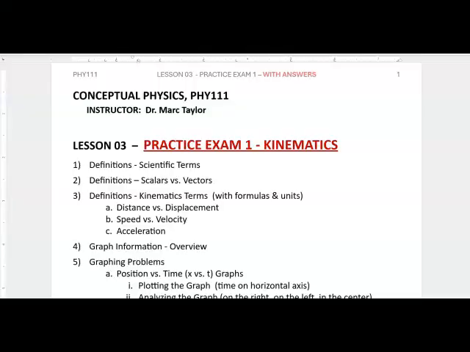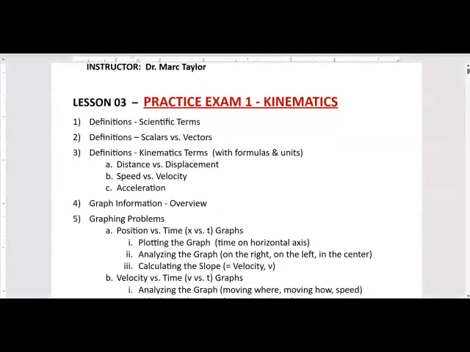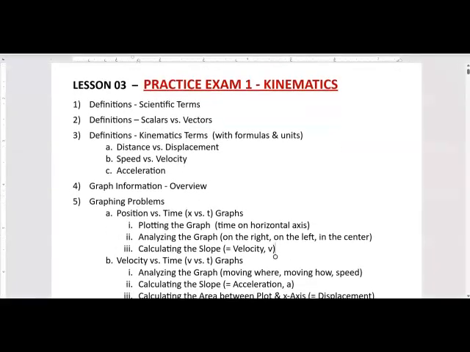At this point, I'm going to pause the video and we'll switch over to the practice exam itself. Okay, so looking at the practice exam itself, you see there are a number of topics, definitions of scientific terms, followed by definitions of scalars versus vectors. Then we'll talk about the various kinematic terms. These are various properties along with units for those and if there are any formulas. These include distance versus displacement, speed versus velocity, and acceleration.